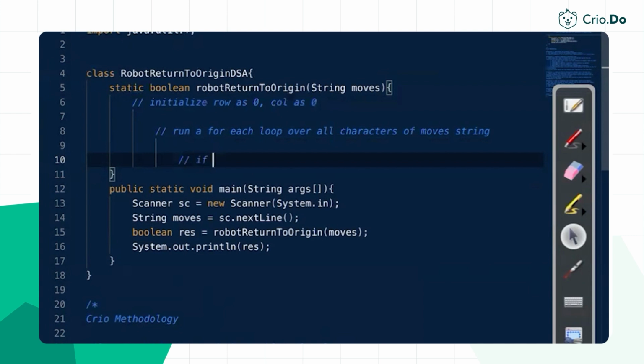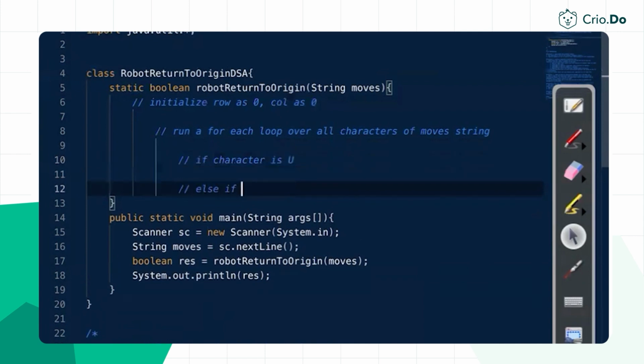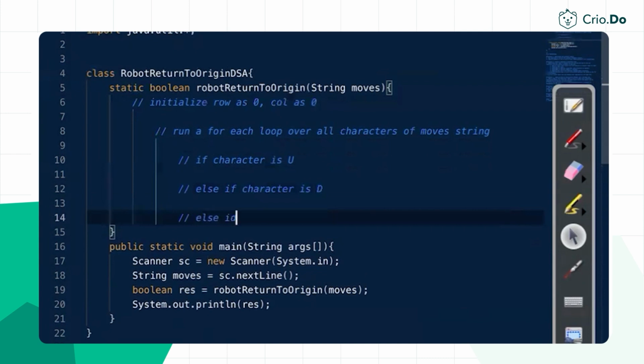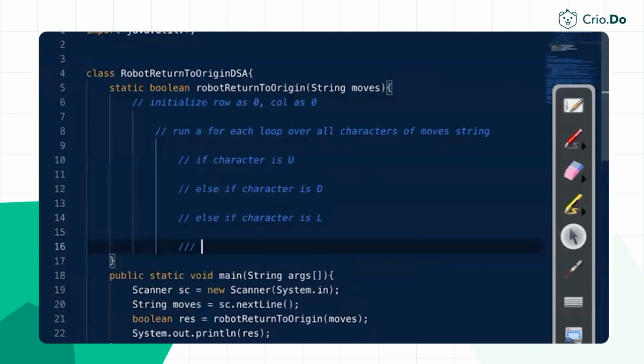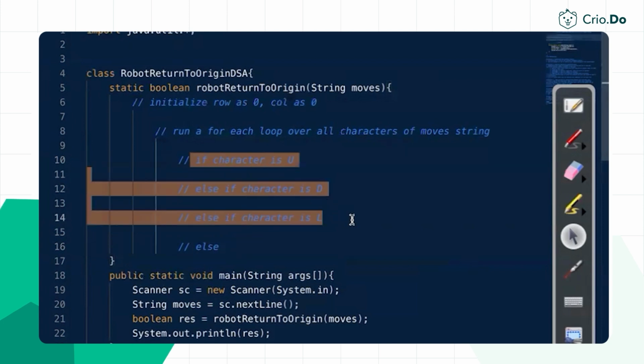If the character is nothing but U, we have to do up move. Else if it is not U, then it might be down. Otherwise, if it is not down, then it might be what? Might be left. And similarly, if it is not left, it might be right. So given that the input will contain valid characters, it will only contain characters capital U, capital D, capital L, and capital R. You don't need to actually write the last if condition, that is if character is right. Automatically, if it is not up, down, left, it will be right only. So just an if else if ladder is what you are creating.